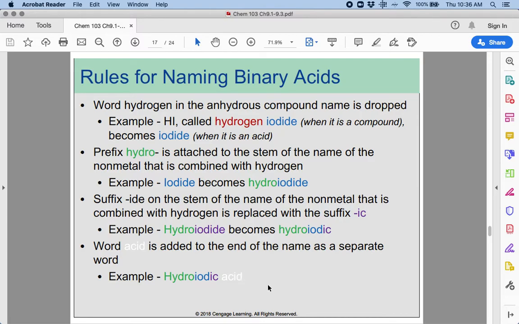Okay, so we cut off the end of the hydrogen and just make it hydro, and then the iodide, or whatever anion it is. This could be a bromide or something like that. We cut off the "ide" and add "ic," acid. So HI, the acid, is hydroiodic acid.